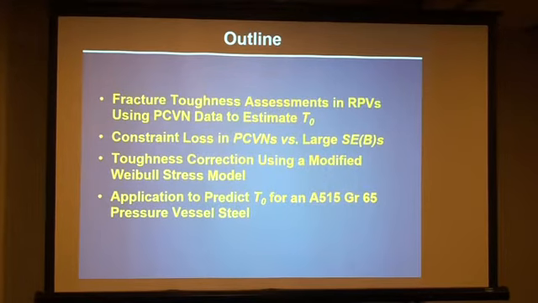So that's the outline of my presentation. Because of time restriction, I will skip many details. I am sure that everybody's anxious to get ready for the conference dinner. Essentially, I will talk about the constraint loss in pre-cracked Charpy specimens versus large specimens, and the toughness correction using the modified Beremin model, and application to predict the T0 for a standard A515 pressure vessel steel.